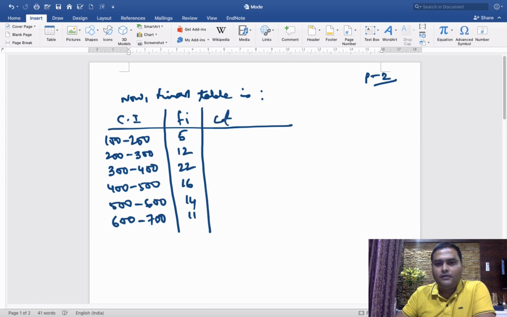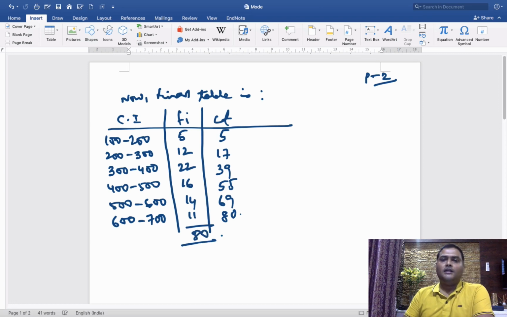And the cumulative frequency, because in median we need the cumulative frequency, so let's calculate it here itself. It is 5, 5 plus 12 is 17, 17 plus 22 is 39, 39 plus 16 is 55, 55 plus 14 is 69, 69 plus 11 is 80. Great, so our initial table is ready. Now we need to apply the median formula.